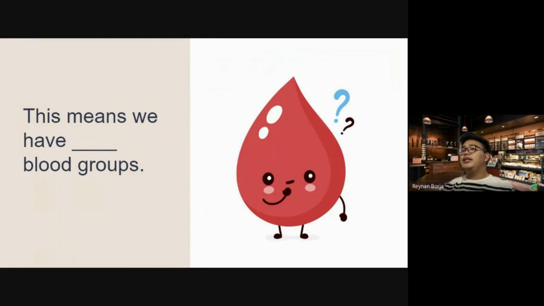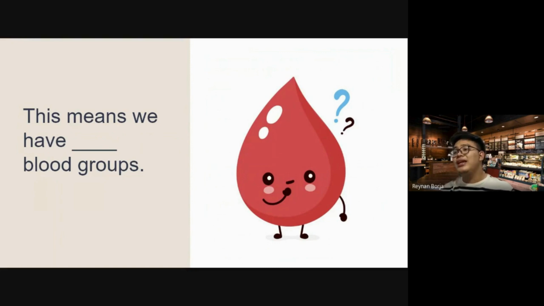Next, this means we have ilang blood groups in total. Okay? Please include your ABO system and your RH system. Ilan ba? Di ba sa ABO system, meron tayong 4. Tama? Your blood group A, blood group B, blood group AB, and blood group O. Kapag sinabi mo si RH, ilan na yung total na blood groups na possible? Yung common and normal. Okay?